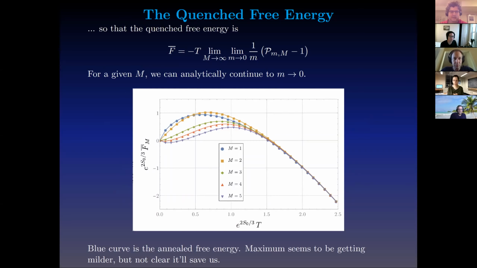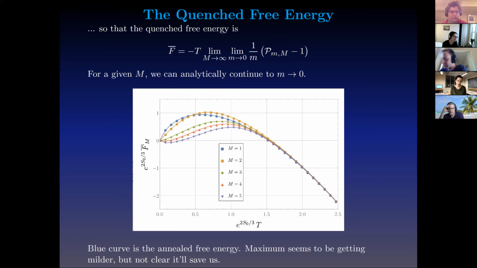So let's see what happens. Here we did this calculation for capital M equals 1, 2, 3, 4, and 5. The blue curve is M equals 1. M equals 1 is just the annealed case because that's just disconnected topologies. Capital M is the number of boundaries you're allowed to connect, so if M equals 1, then these are all disconnected. The blue curve is very non-monotonic. As we include more and more of the M's, it looks like the non-monotonicity might be getting milder. It's not clear that it will save us.